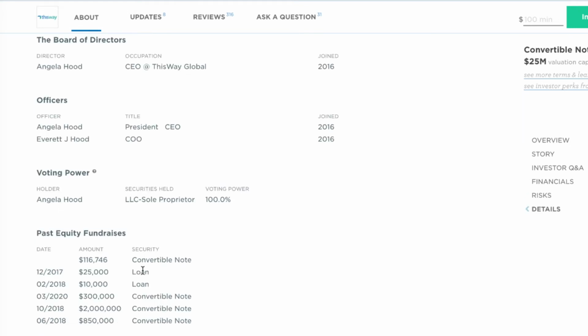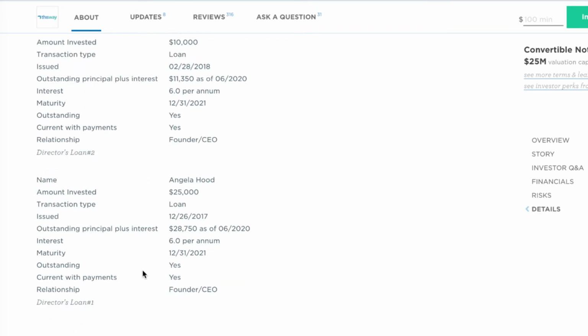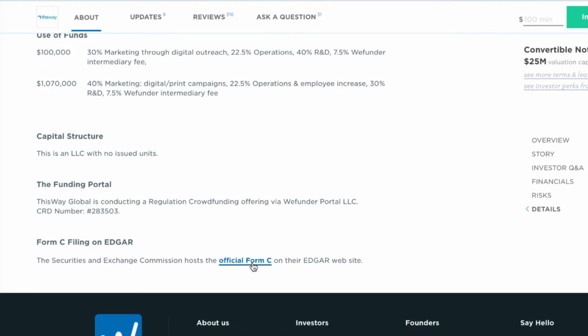As a creator, you're going to be filling in all of this information before you go live on WeFunder, and you also have to file your Form C with the Securities and Exchange Commission. And this happens after you actually submit your application essentially to WeFunder.